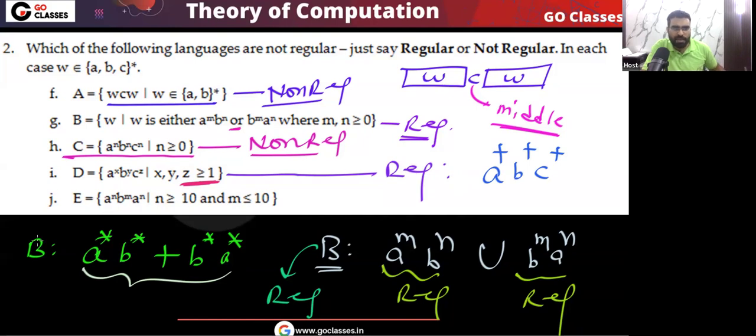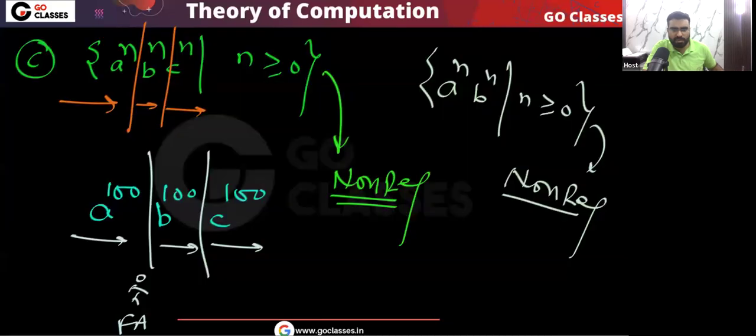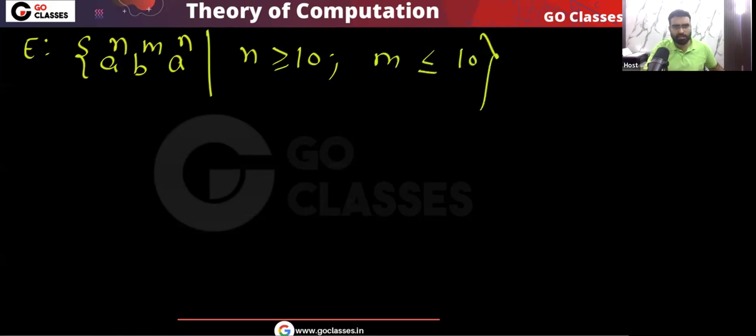That is a power n, b power m, a power n, where n is greater than or equal to 10, m is less than or equal to 10. What about this one? Please tell me. This is also non-regular. Okay, why is this non-regular? Let's see. Look at option E. This is saying a power n, b power m, a power n, where n is greater than or equal to 10 and m is less than or equal to 10. This is the question. Now you can easily see this is actually non-regular.